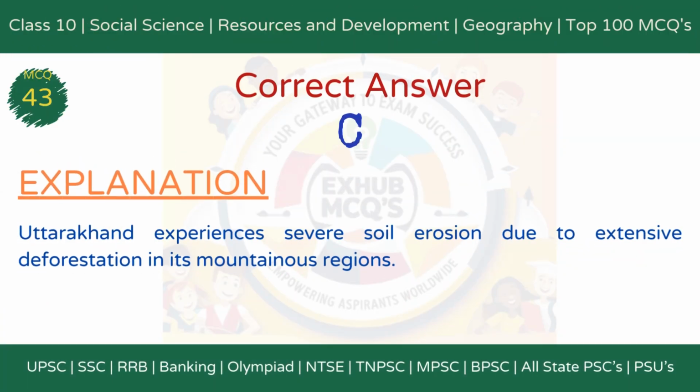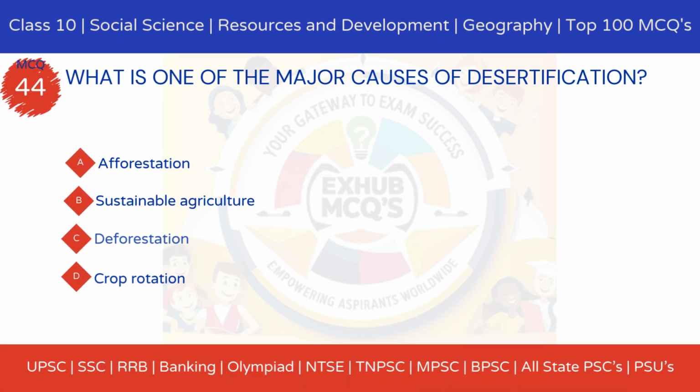The correct answer is option C, Uttarakhand. Explanation: Uttarakhand experiences severe soil erosion due to extensive deforestation in its mountainous regions. MCQ 44. What is one of the major causes of desertification? Option A, afforestation. Option B, sustainable agriculture. Option C, deforestation. Option D, crop rotation.